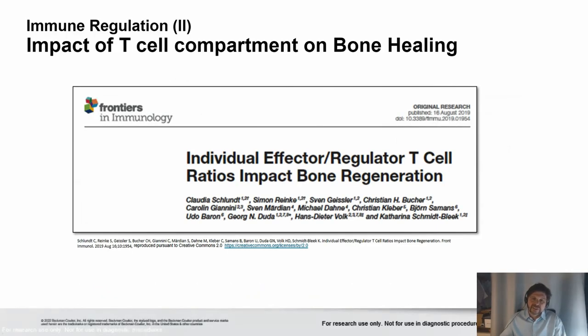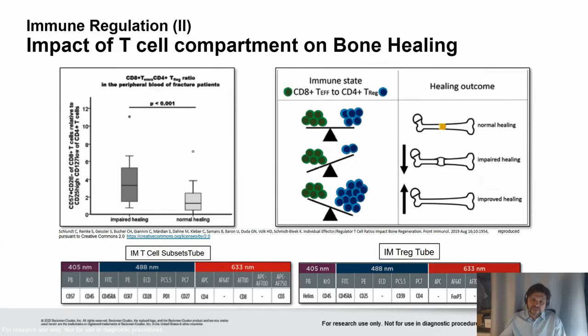Second example for immune regulation: not only myeloid cells and stromal cells are important in tissue regeneration, but also T cells play a very important role, as this paper is showing here. And in this paper, the IMT cell subset tube and IMT reg tube were used to determine the ratio between a certain subtype of effector cell and a certain type of T helper cell, the T regulatory cells.